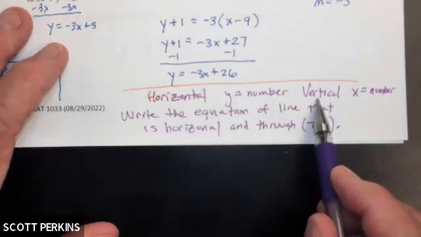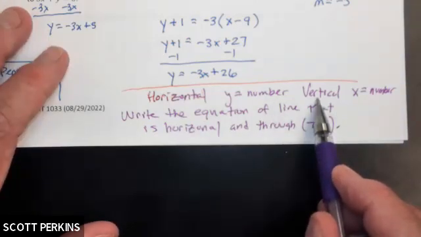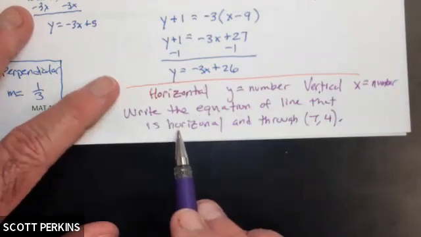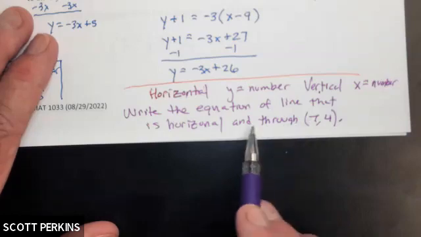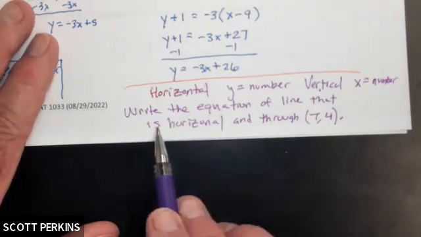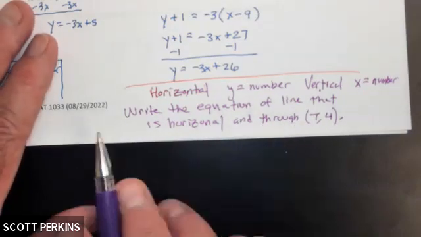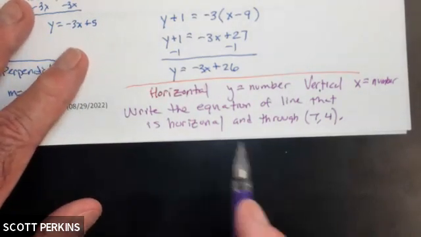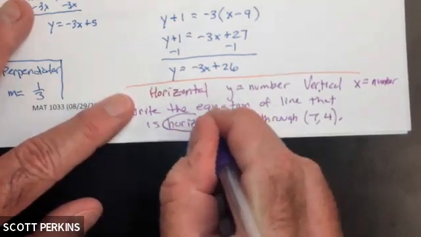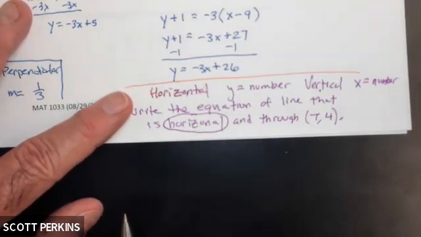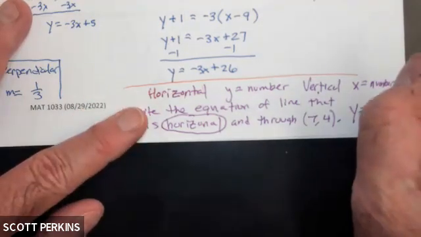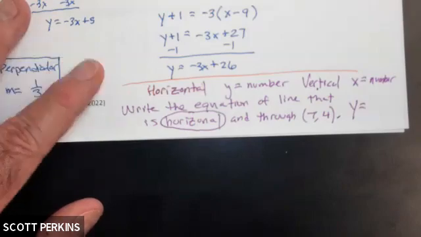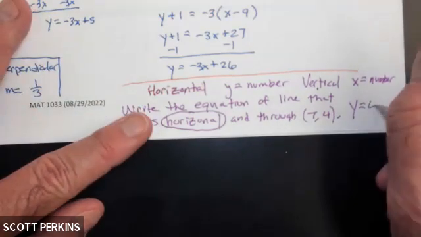A vertical line has undefined slope or no slope. So the way I wrote the problem was write the equation of the line that is horizontal and through (7, 4). I could have said write the equation of the line that has a slope of 0 and is through (7, 4). Same question. So here's how you address it then. Horizontal. You've already answered this. We already wrote it down. Horizontal means it's y equal to a number, so it's y equal to something. And according to the point that I gave you, it's going to be y equal to what? The y value, 4. Great.